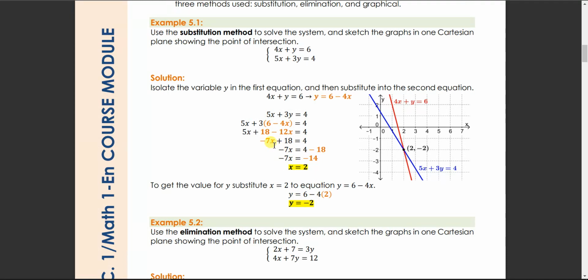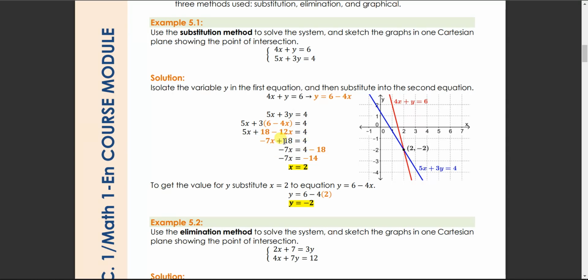Next, we are going to combine similar terms. The similar terms here are the 5x and the negative 12x. So that is just 5 minus 12. 5 minus 12x is equal to negative 7x. Then we copy 18, and that is equal to 4.